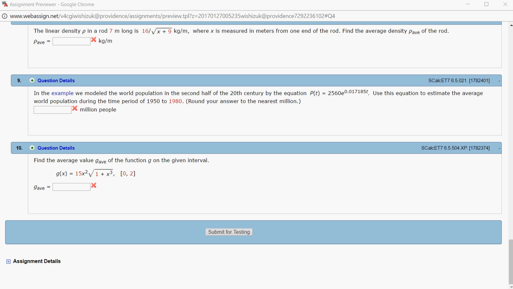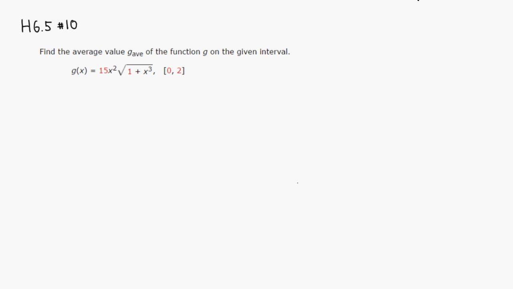Alright, let's look at homework 6.5, problem number 10. We want to find the average value of this given g function. Alright, so let's do that.